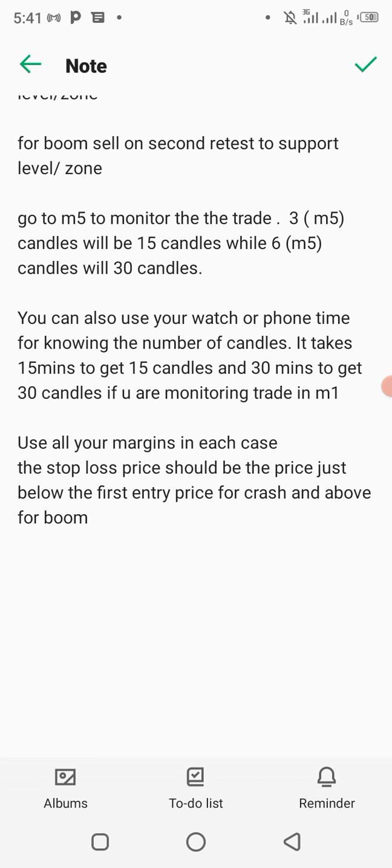The stop loss price should be the price just below the first entry price for Crash, and above for Boom. Some pips above or below, depending. If it is Crash, it should be some pips below. If it is Boom, it should be some pips above the entry price, so that even if a spike happens, you only lose a small amount of money. It will not even be up to $1. Even though you open many margins, it will not be much because you are opening those trades exactly within the same time. Don't worry, I will do it practically to show you.